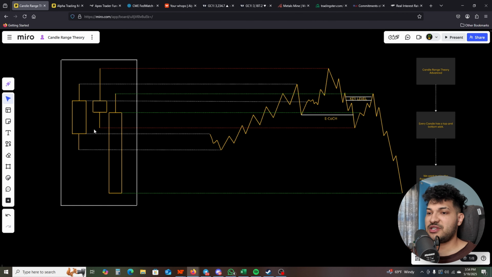But essentially, it's the idea that if this is a bullish candle, it makes the opening price level, bottom wick, top wick, closing price level. The next candle is going to be a bearish candle, right?